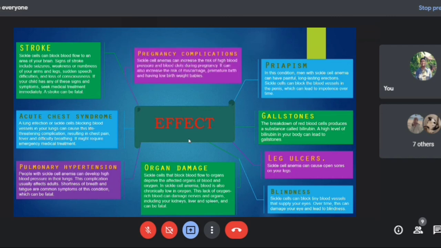And the last one is pregnancy complication. Sickle cell anemia can increase the risk of high blood pressure and blood clots during pregnancy. It can also increase the risk of miscarriage, premature birth, and having low birth weight babies.